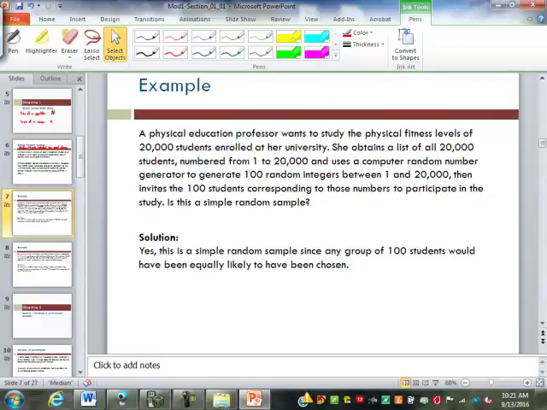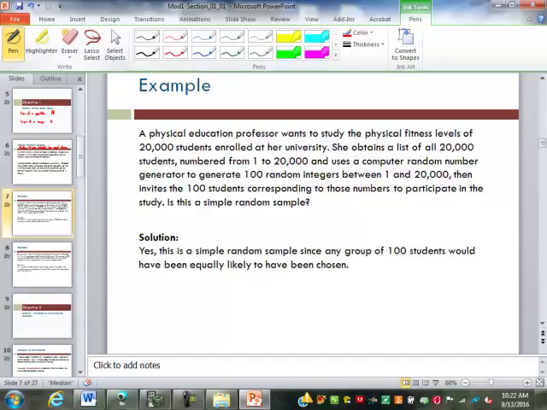Okay, so let's look here. The physical education teacher wants to study the physical fitness of 20,000 students enrolled at her university. She obtains a list of all 20,000 students, numbers them 1 through 20,000, and uses a computer random number generator to generate 100 random integers between 1 and 20,000. Then she invites the 100 students who correspond to those numbers to participate.